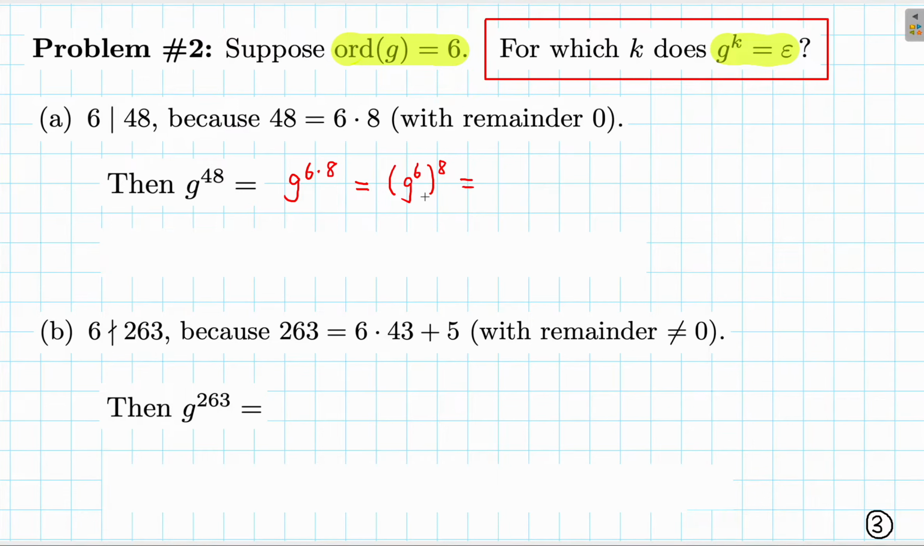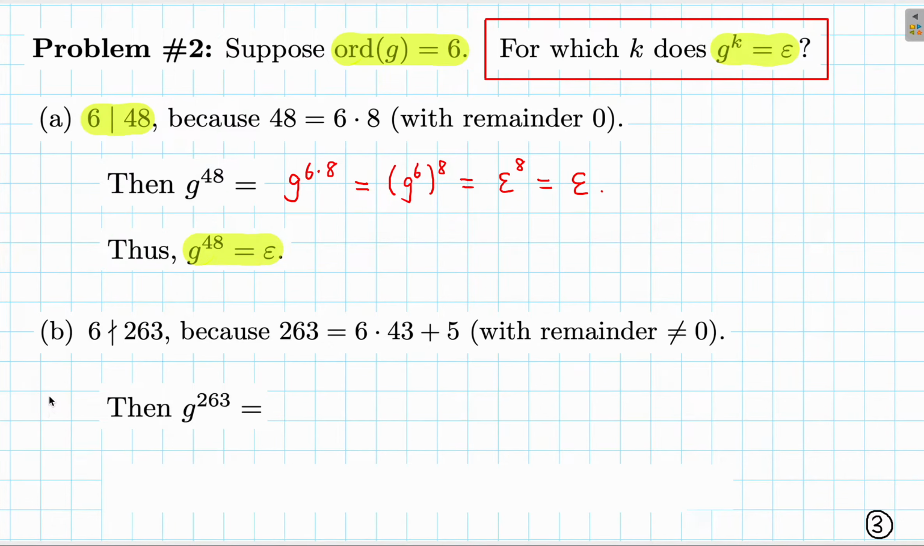Well, what do we know about g to the 6th? The order of g is 6, so g to the 6th is the identity, and then we have the identity to the 8th, but the identity to the 8th is just the identity. And so what we conclude is that g to the 48th is the identity element. That stems from the fact that 6, which is the order of g, is a divisor of 48, and therefore g to the 48th is the identity.